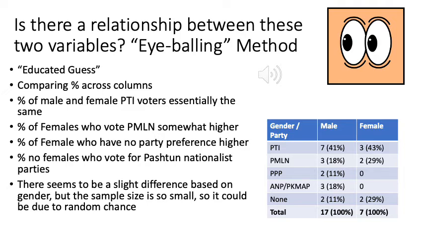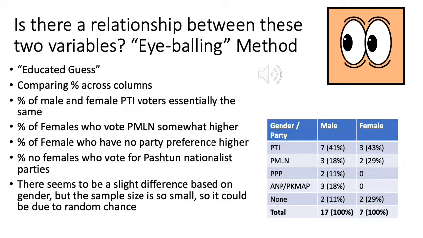It seems like there is a similar percentage of male and female voters who like the PTI. 41% of males like the PTI, 43% of females like the PTI. Not much of a difference. Then we can look at those who voted for the Noon League. 18% of the men voted for the Noon League, 29% of women voted for the Noon League. So there seems to be a higher percentage of females. But remember, the overall number in the survey is quite low, so we don't know if it means very much.